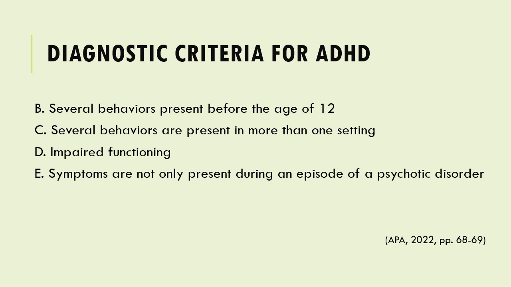Other criteria for a diagnosis of ADHD include the following. Several of the behaviors should be present prior to the age of 12. The symptoms should also be present in 2 or more settings, such as home, school, work, or with certain relatives. There should also be clear evidence that the symptoms interfere with or reduce the quality of their social, academic, or occupational performance. And the symptoms don't exclusively occur during the course of schizophrenia or another psychotic disorder.